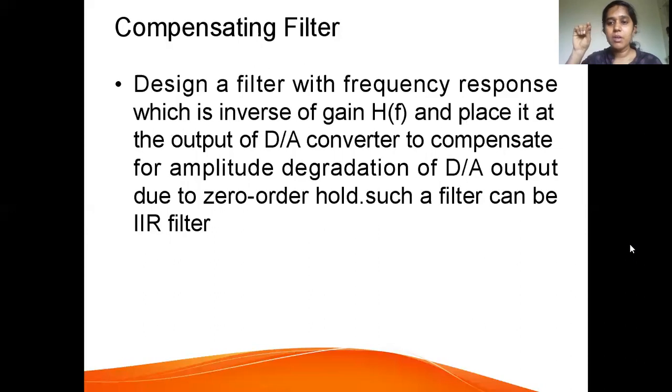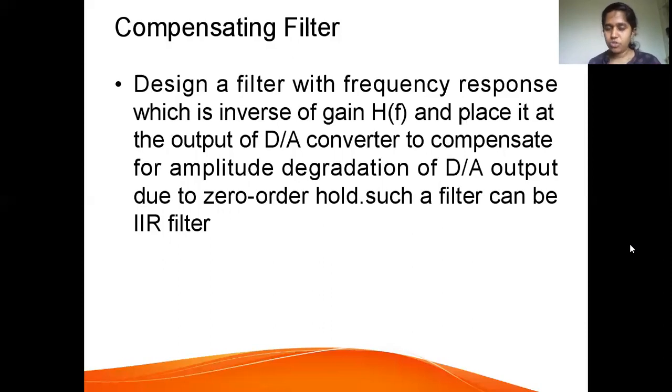Generally, the D2A output is itself a staircase signal, that is nothing but different amplitude levels. To compensate that amplitude degradation, we use this compensating filter at the output of the D2A converter. Generally, such amplitude degradations are due to the zero order hold. Such a filter can be an IIR filter. That compensator filter can be an IIR filter. We have already discussed that it is an infinite impulse response filter. This is what we had regarding the compensating filter.